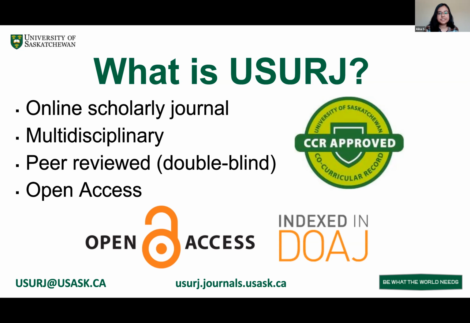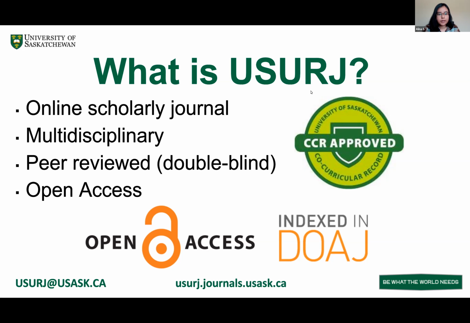Okay, so what is USURJ? USURJ is an online open access scholarly journal that is indexed in the DOAJ. The DOAJ stands for the Directory of Open Access Journals. And we'll talk more about what open access means and what DOAJ is later on in the presentation.